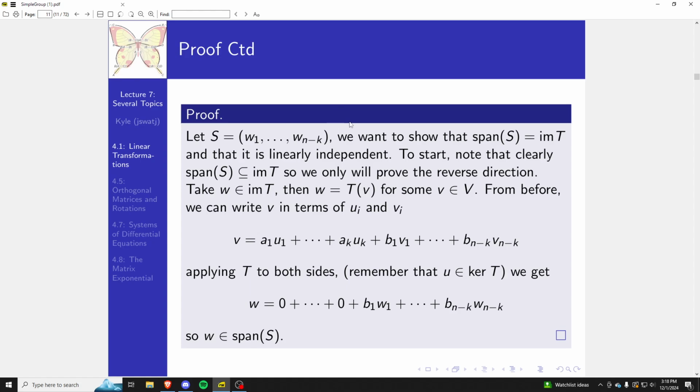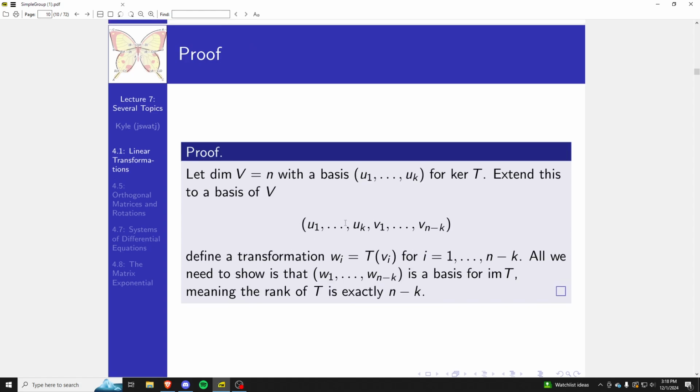And to start, we note that clearly the spanning set of S is a subset of the image of T. And we'll come back to that. I'm actually going to ask you why at the end, that is kind of clear. So we're going to prove the reverse direction. And so we'll take some vector in the image of T. And we know that if it's in the image, then it equals some input vector in V. And we can rewrite that in terms of the basis vectors from before. If you remember in the last slide, we said that we're going to let this be a basis for V.